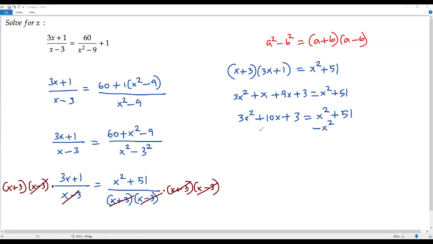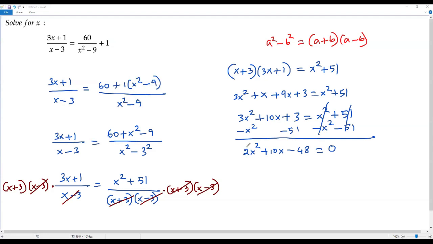For that, I have to subtract x square from both sides, and also I have to subtract 51 from both sides. Let me do it. When I do so, this positive x square and negative x square will cancel. Positive 51 and negative 51 will cancel out. When I combine 3x square and negative x square, I'm getting 2x square, positive 10x. When I combine positive 3 and negative 51, I'm getting negative 48 equals, on the right side we have nothing, so I have to write 0.